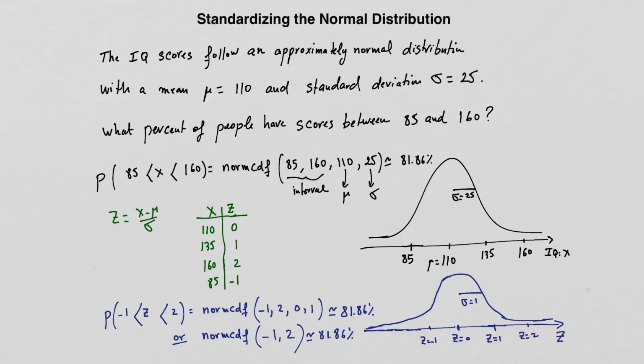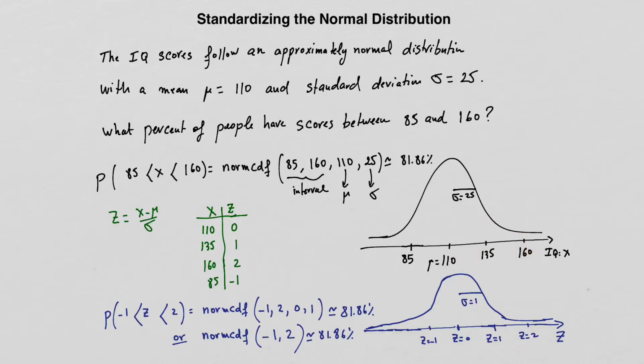Because I'm going from 85 to 160. If I look at 160 here, 160 minus 110 is 50. 50 over 25 is 2. It makes sense. 160 is 2 standard deviations away from the mean. Therefore, z must be 2.